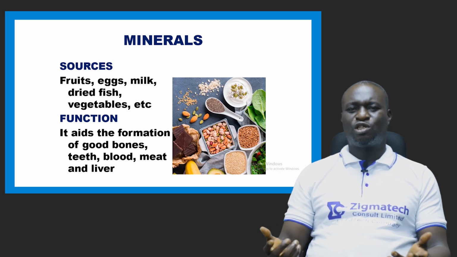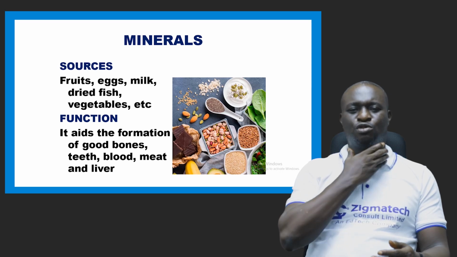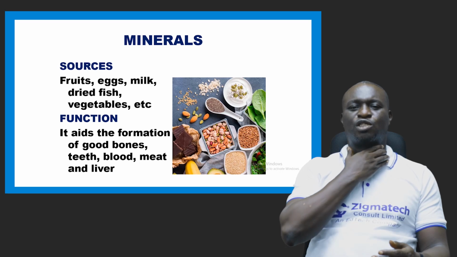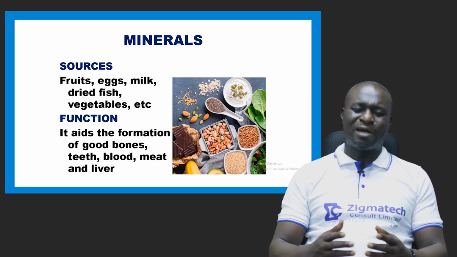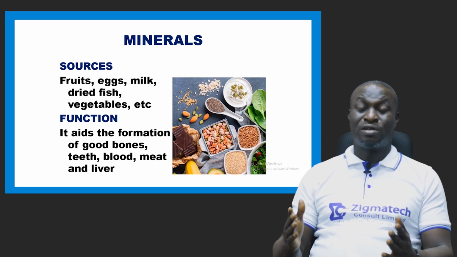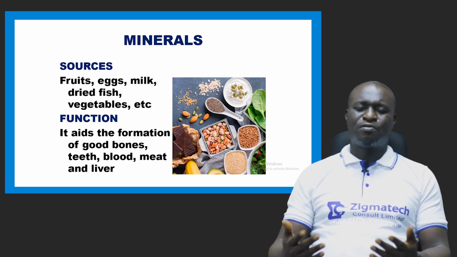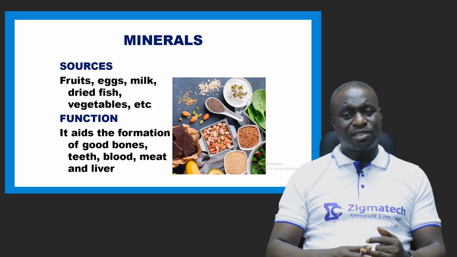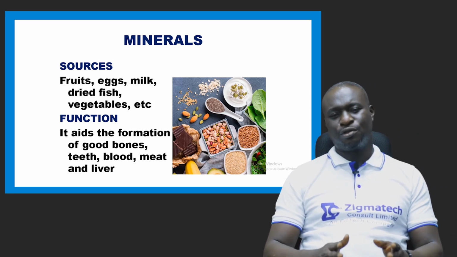And then a deficiency of minerals like iodine brings about goiter. You see some persons' necks that are actually swollen. That is what we call goiter. It is as a result of deficiency of the mineral iodine. All right. Now, what are some of the sources of minerals? We have fruits, we have eggs, we have milk, we have dried fish, we have vegetables, and so on.